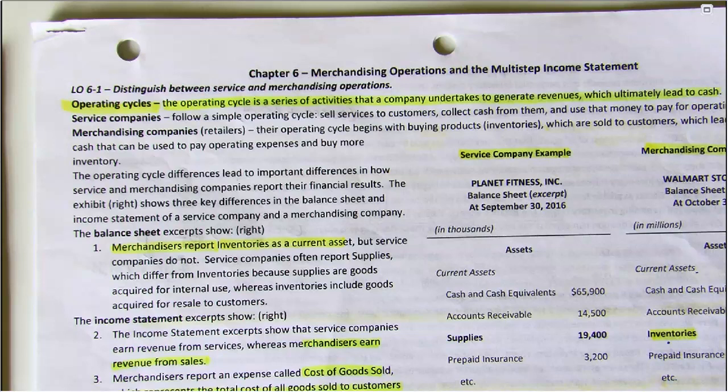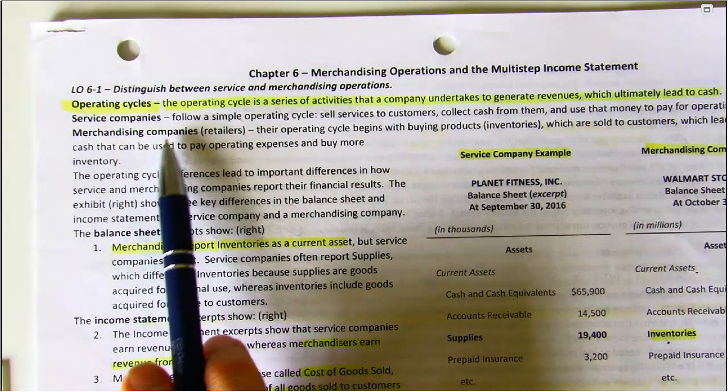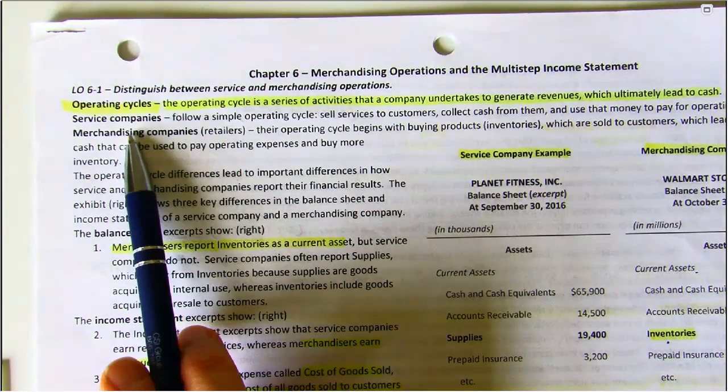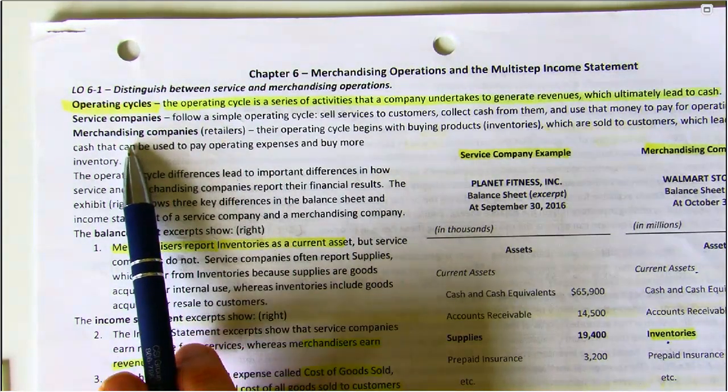For this chapter, I'm going to be using both the Chapter 6 summary notes, which you can find in the Chapter 6 folder in Blackboard, and I'm also going to be using some textbook pages as well. So let's just review for a moment. Service companies are companies that sell services. Merchandising companies buy products and then mark them up and sell them to us.